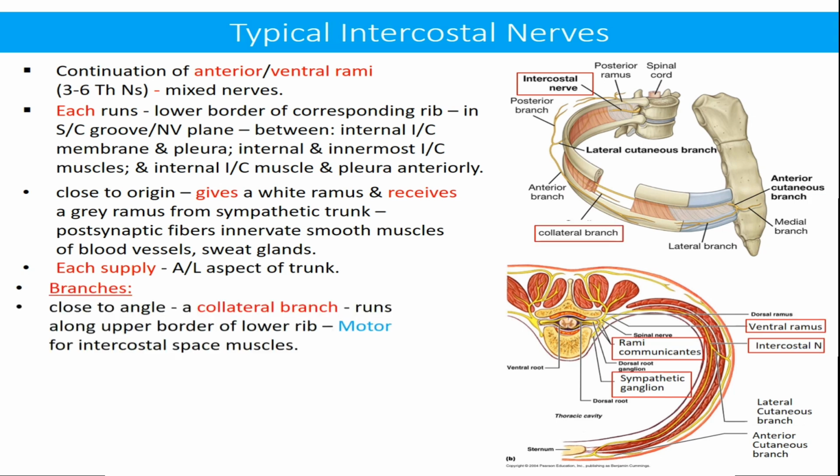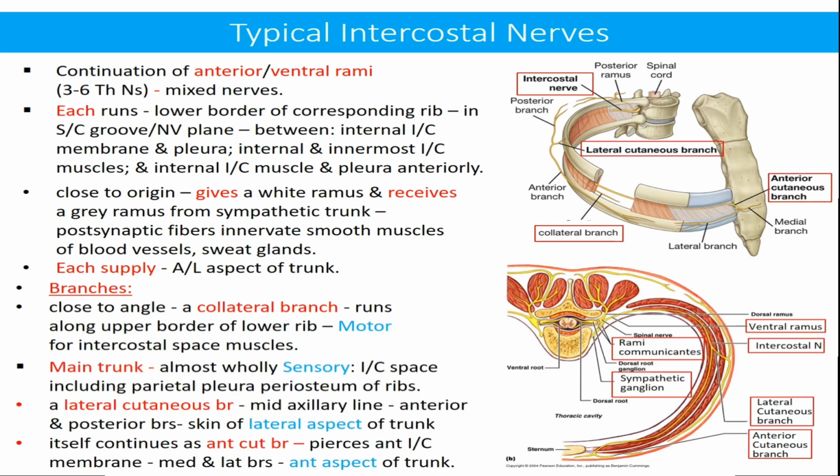As regards the branches, close to the angle, each intercostal nerve gives a collateral branch which runs along the upper border of lower rib, and this collateral branch is motor for the intercostal space muscles. Main trunk of the intercostal nerve is almost wholly sensory for the intercostal space, including parietal pleura and periosteum of the ribs.